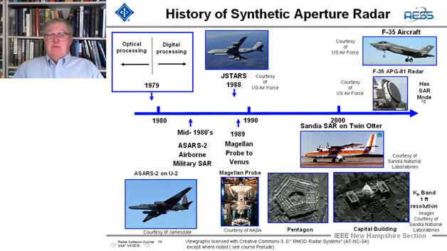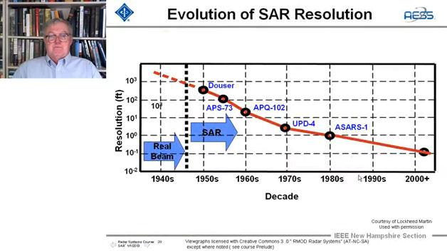Not only does surveillance and tracking and whatever, but it has a synthetic aperture radar mode, so it can map the ground, find targets, do damage assessment, that sort of thing. So the most modern of our military equipment and the most modern of our remote sensing use synthetic aperture radar. And you're going to see a lot of examples of that.